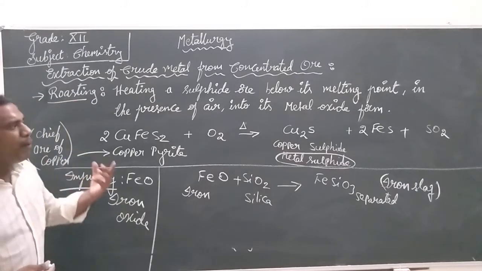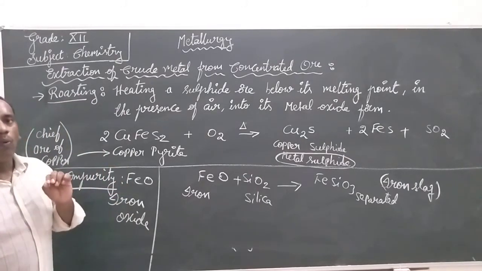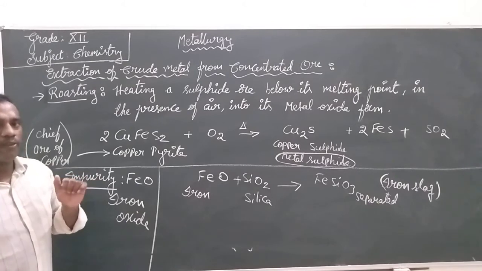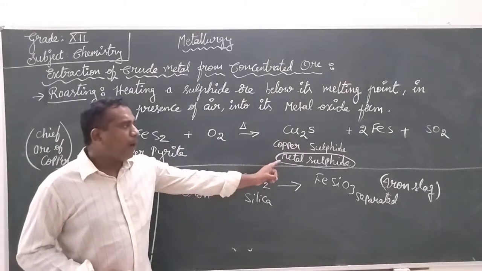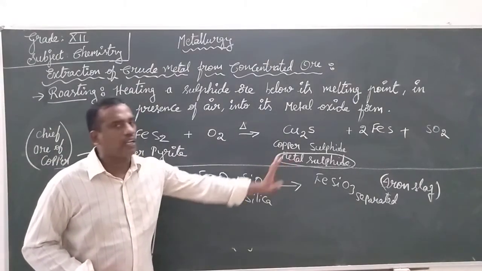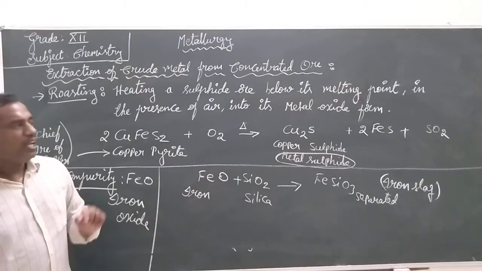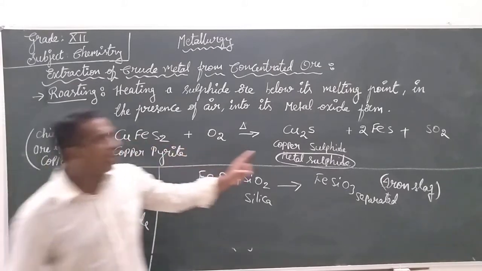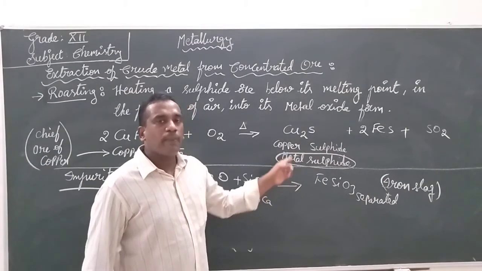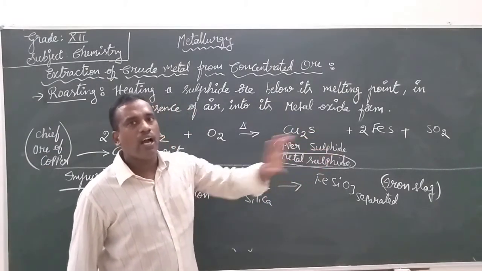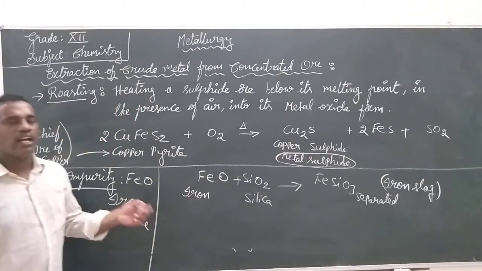Now we need to go back to our concept. What is the concept we left behind? We obtain our copper sulfide. This copper sulfide needs to be converted into the copper oxide. Let us see here how to do it.